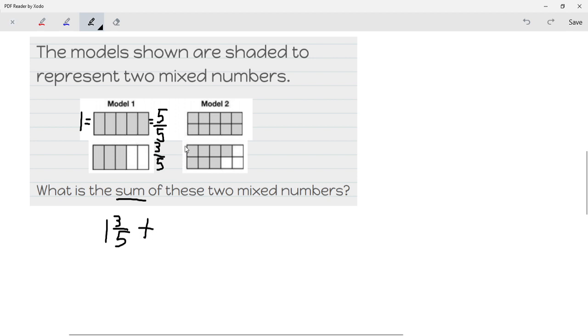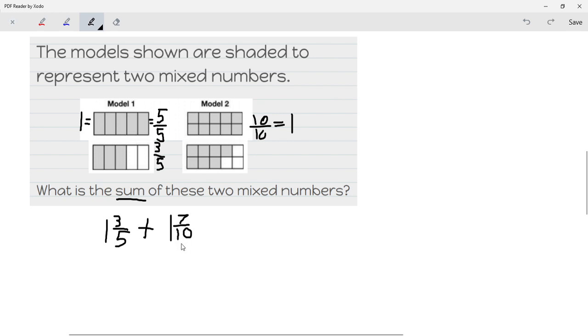Plus, once again, this is split into 1, 2, 3, 4, 5. And then there's 2 rows of that, so it's 10. So this is 10 over 10, which equals 1. So in this one we also have 1. And then there are 1, 2, 3, 4, 5, 6, 7 filled out. So 7 that are filled out, and then 10 that it's split into altogether. So it's 1 and 7 tenths.